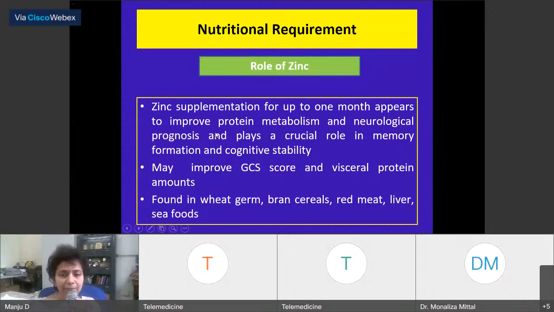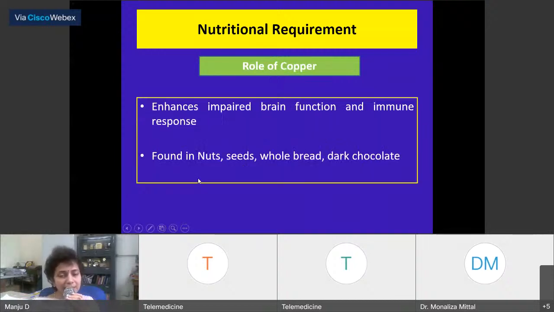So the role of zinc supplementation for up to 1 month appears to improve protein metabolism and neurological prognosis, GCS, overall recovery, cognitive stability, and memory of these patients. Zinc supplementation is added along with the normal feed. It is found in wheat germ, bran, cereals, bread, meat, liver, and sea products, etc.